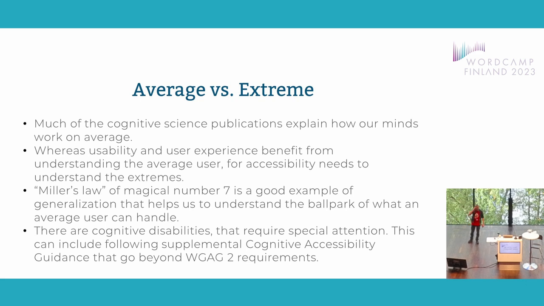I personally see a distinction between average and extreme. I think cognitive psychology mostly focuses on the average. There is Miller's law of the magical number 7. It's about memory, how many items we can process in our working memory. So the average number is 7, but there is a wide range of difference in people. Whereas the extreme is what we study when we try to understand accessibility. With accessibility, we very much focus on the extreme cases, because that's how we get the results. With usability, and maybe especially with marketing, we focus more on the average. And what I talk about is mostly the average.